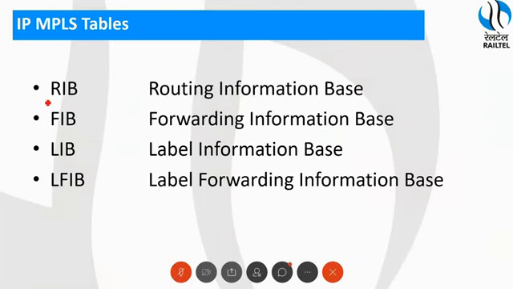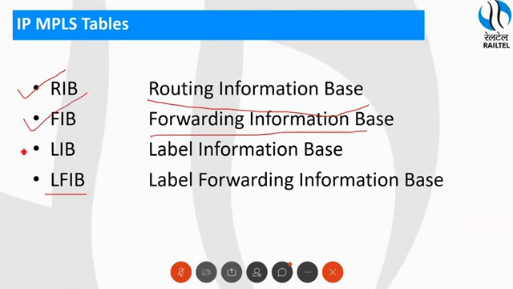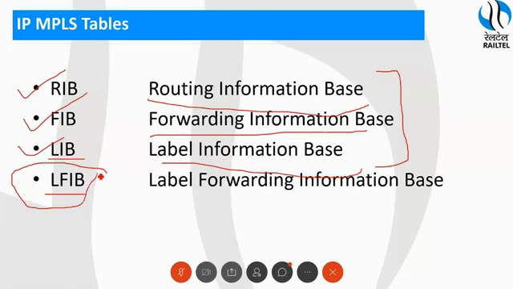From the previous session, we are aware that there are 4 kinds of tables. I have spoken only about the LFIB in detail yesterday, but there are tables like the RIB, the routing information base, the forwarding information base, and the label information base, that is the LIB. These 3 tables then create the final table, which is the LFIB, the label forwarding information base.